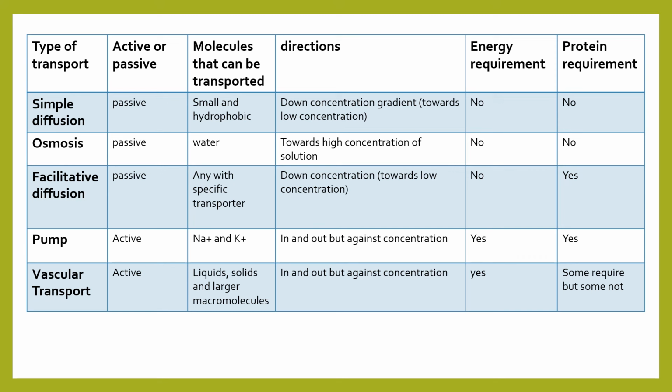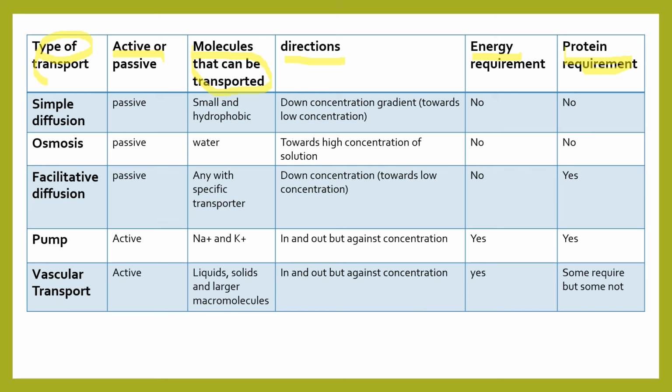To summarize previously discussed transport mechanisms in this single table, here are the transport types: whether the transport is active or passive, which molecules are transported by specific transport mechanisms, in which direction a molecule is transported, whether the transport needs energy or not, as well as whether there is a requirement of transport proteins for specific transport mechanisms.